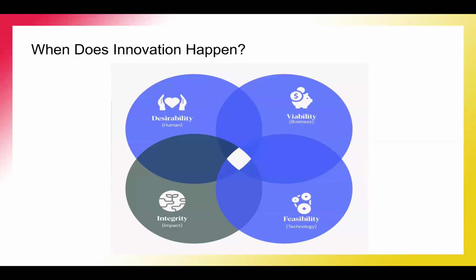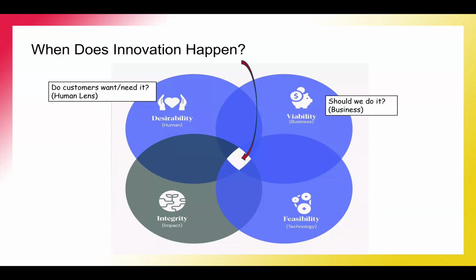So let's start. When does innovation happen? It happens at the intersection of these four lenses. First is, do customers want it or need it? The human lens, also known as desirability. The second one is, should we do it? And that's from a business perspective. Is there a business model that supports this idea? And that is called viability. And finally, can we do it? Do we have the technology to be able to do this? And that's called feasibility.